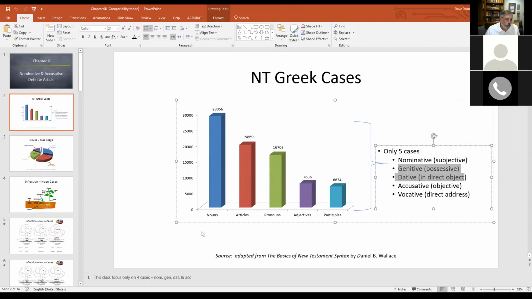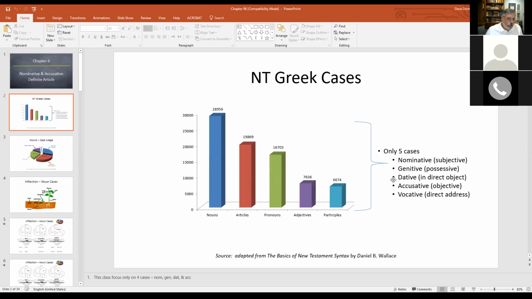But all nouns, and there are 28,956 nouns in the New Testament, all the articles, and there are 19,869 articles in the New Testament, and all pronouns, there are 16,703, all adjectives, there are 7,636, and all participles, which we'll get to much later, are 6,674. All of these have these 5 cases. We're going to learn the first 2 tonight.